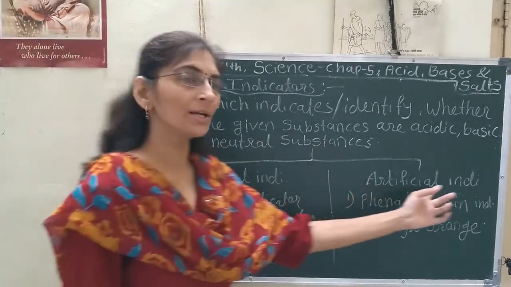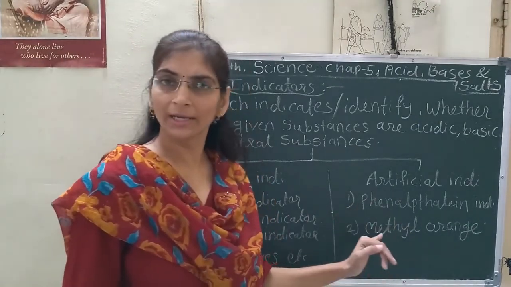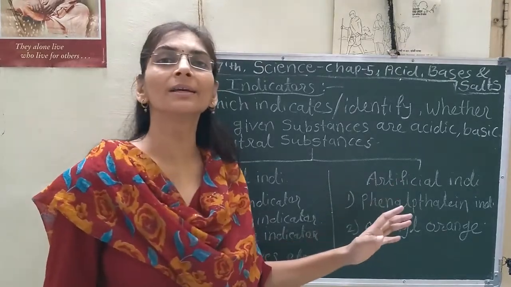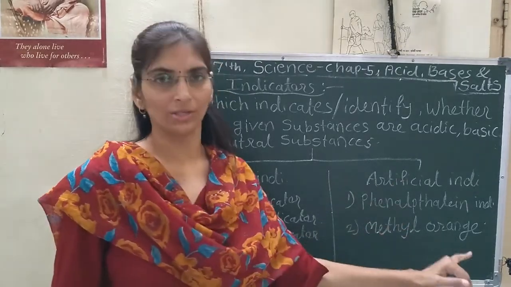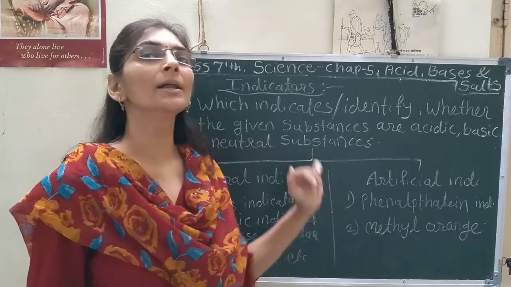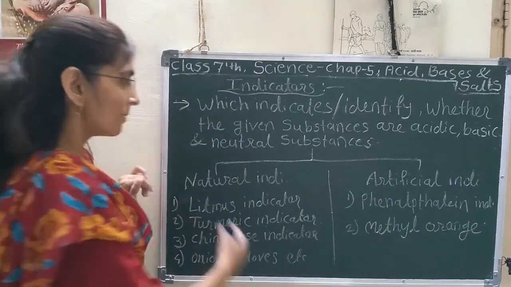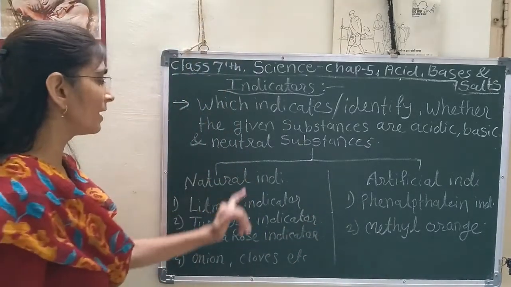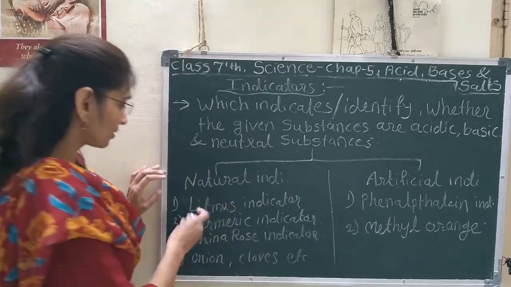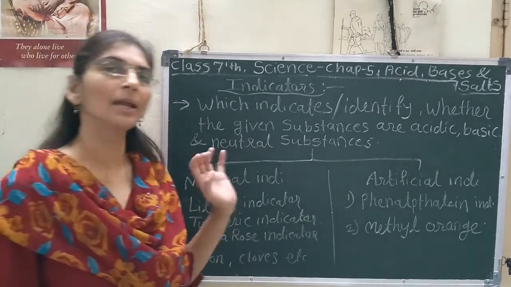Then we will see the artificial indicators. First is the phenolphthalein indicator. It is very common and it is a colorless indicator. Then the methyl orange indicator is also a well-known artificial indicator. Among these, first of all we will discuss the natural indicators, and in that, first the litmus indicator in detail.